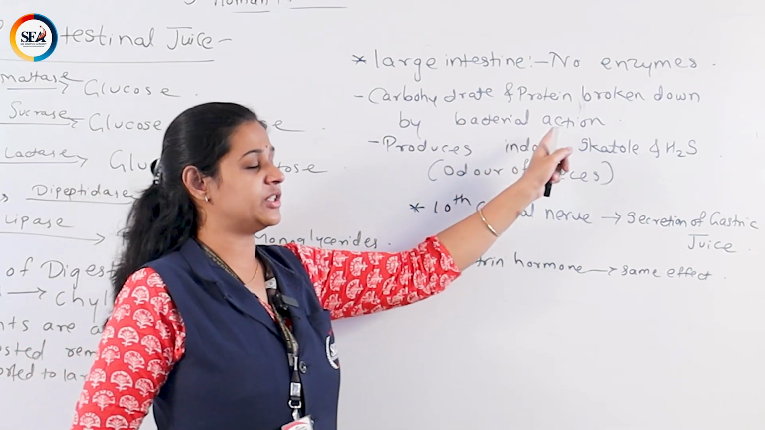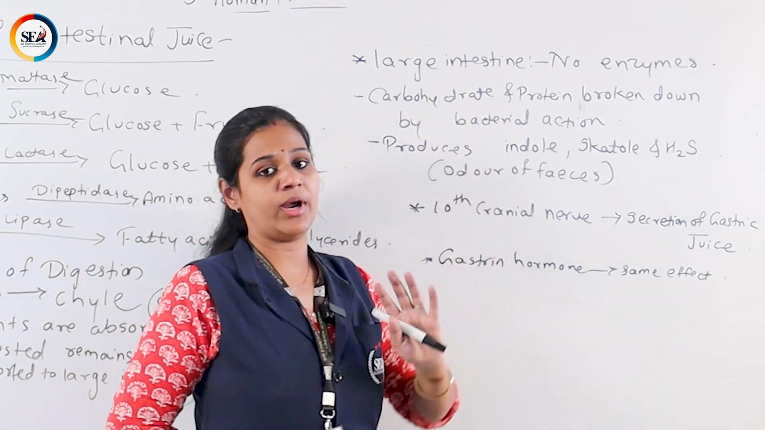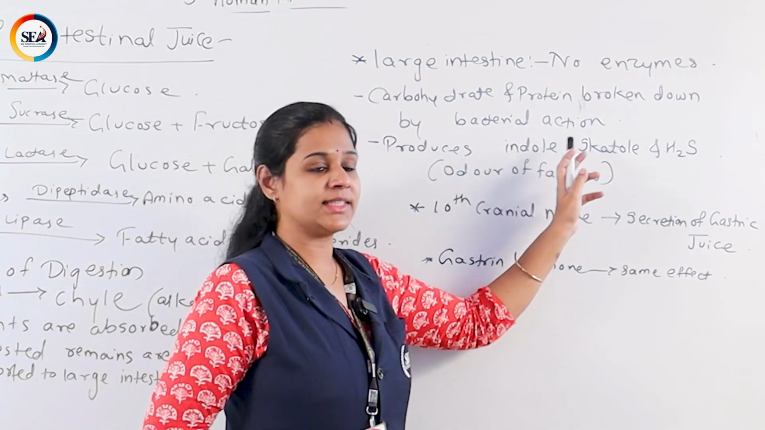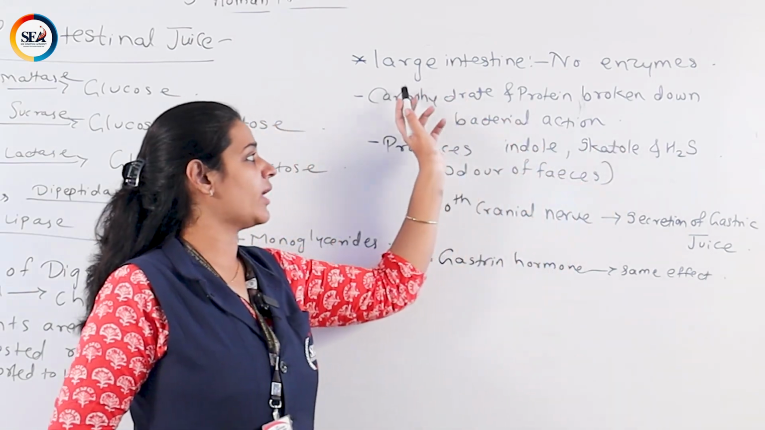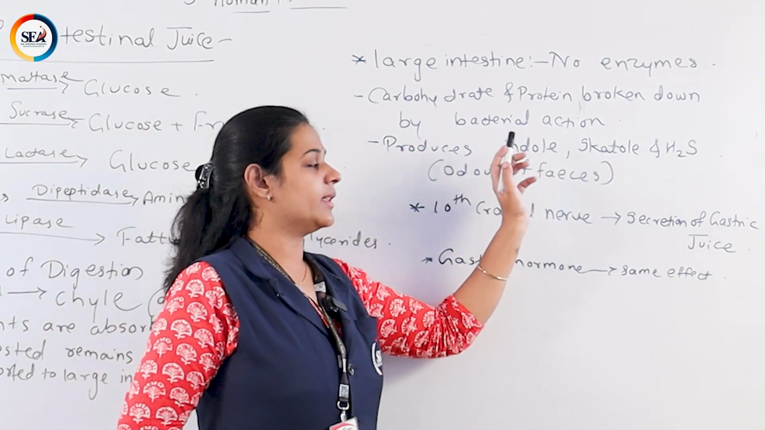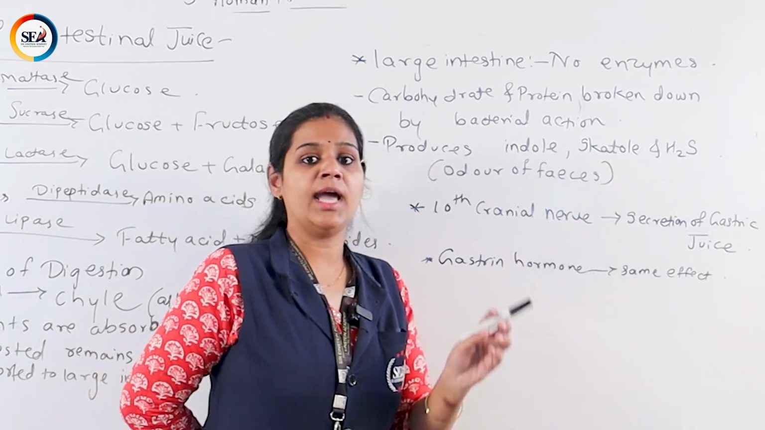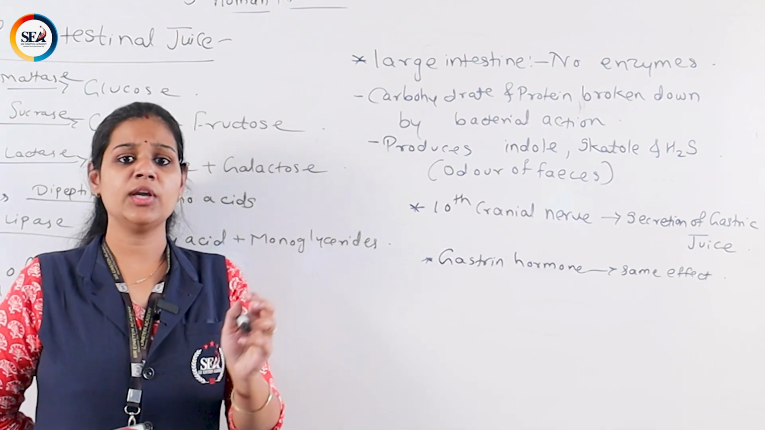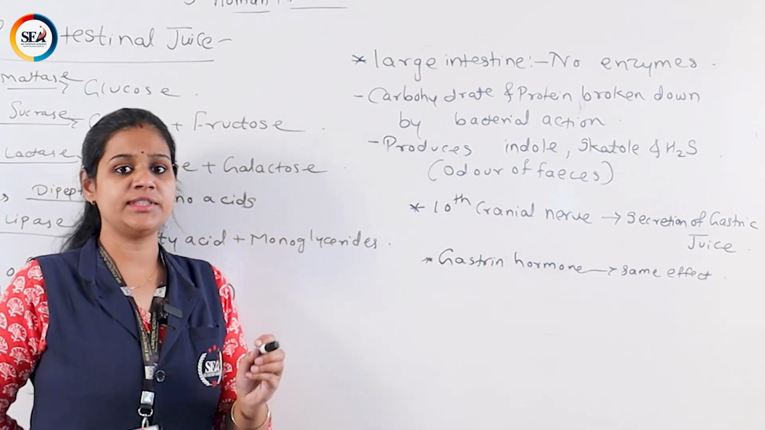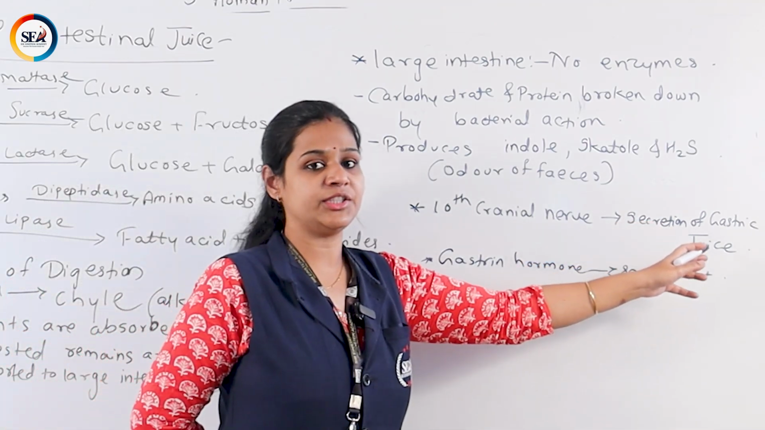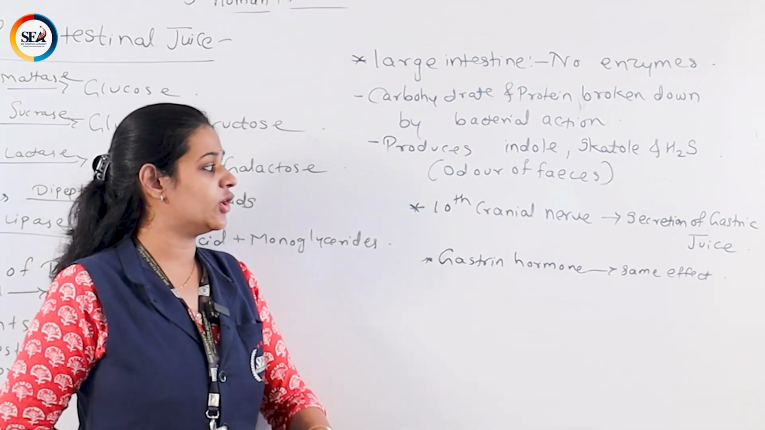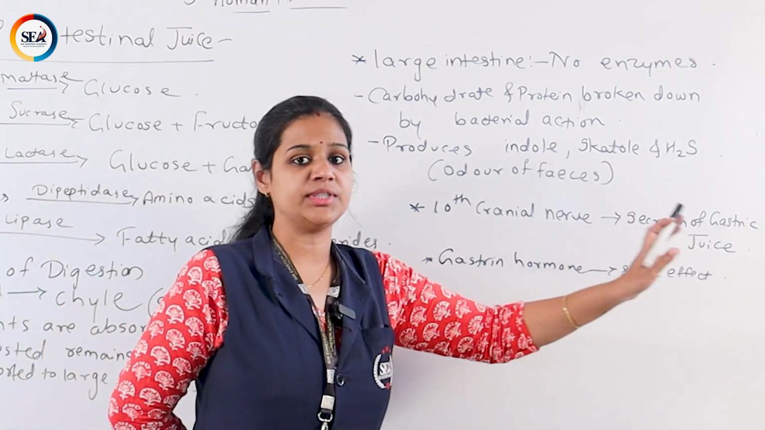Here, bacterial action breaks down protein and carbohydrate into their simple components. The breakdown of carbohydrate and protein in the large intestine produces three molecules: indole, skatole and H2S. And this is the reason why there is a particular odor to the feces. Lastly, the 10th cranial nerve stimulates the secretion of gastric juice, and the hormone gastrin also has the same effect, that is, it also stimulates secretion of gastric juice in the stomach.